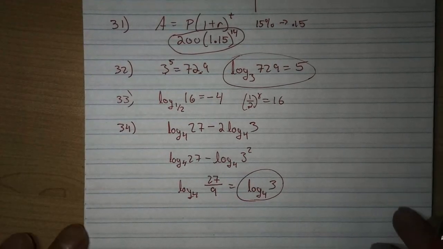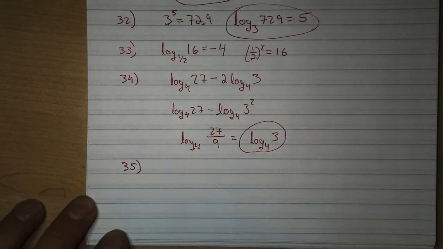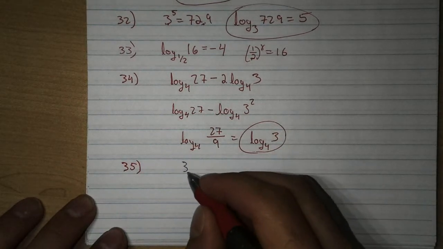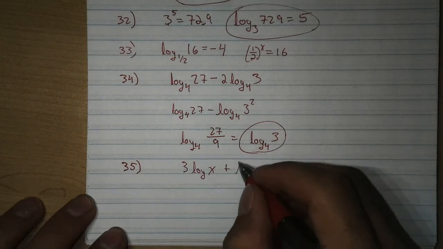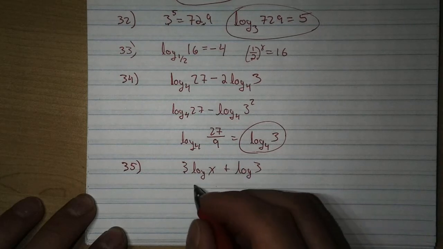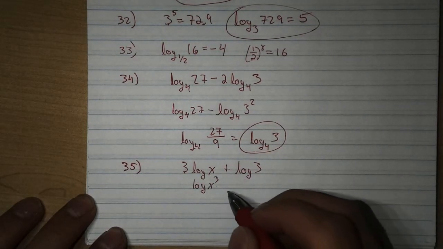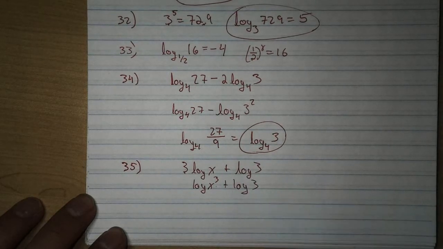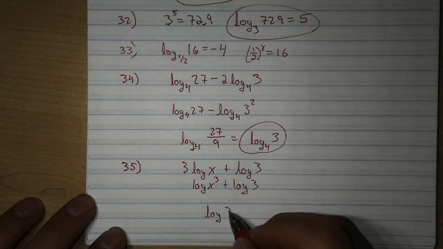Right, and 35 is identical. So 3 log of x plus log of 3. Right, that goes as an exponent. Plus means to multiply. So write this 3x to the third.